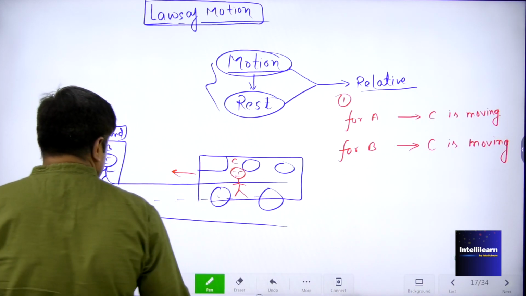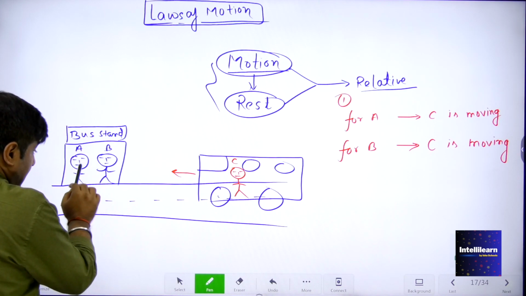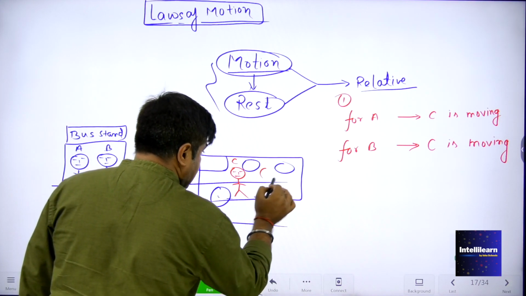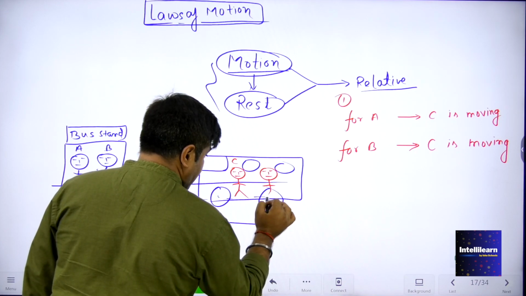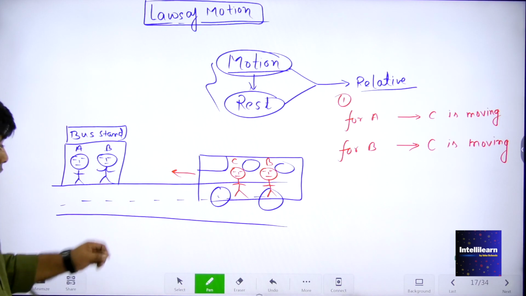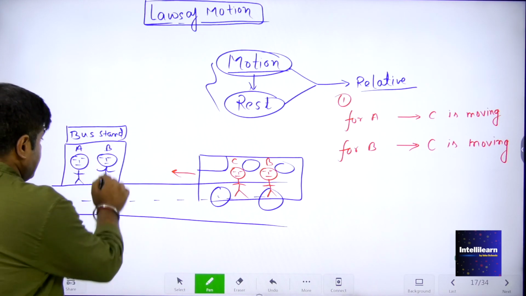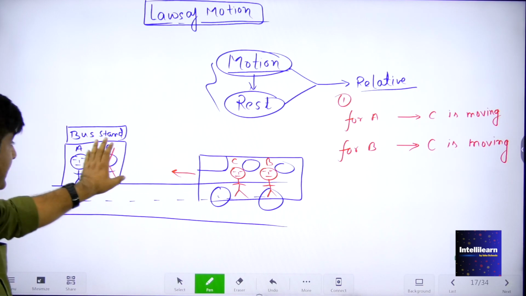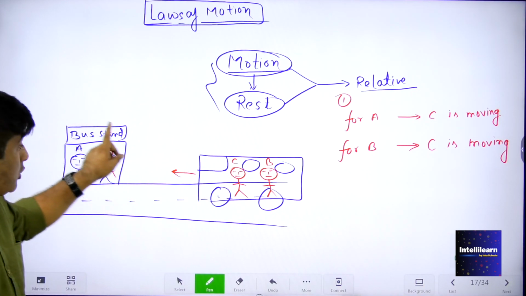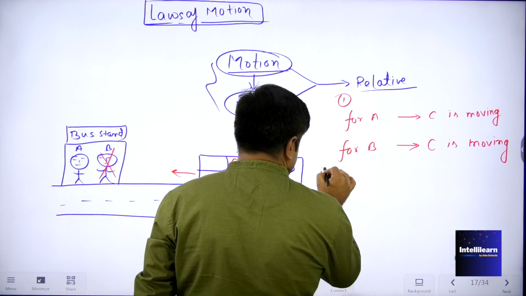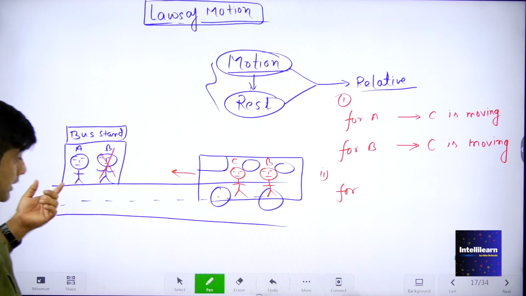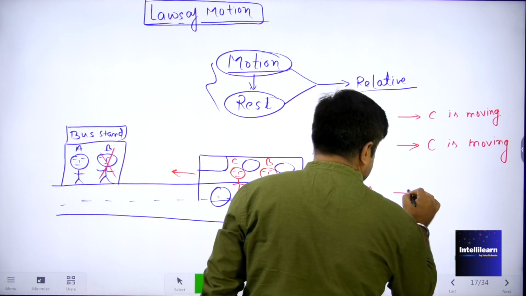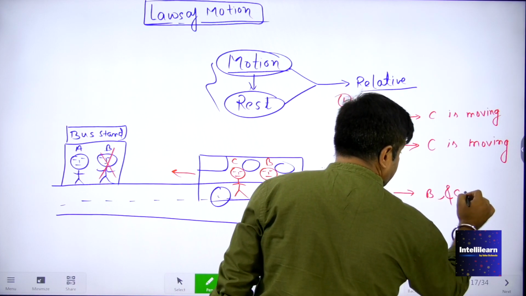Now the bus comes to the bus stop, and A is there because A came to drop off B. A is standing at the bus stand, and now B goes inside the bus and sits beside C. Initially, for A, C was moving, and for B, C was moving. Now B is inside the bus and A is looking at B. So for A, second interpretation: the bus is still moving, so B and C both are moving. So for A, B and C are moving.